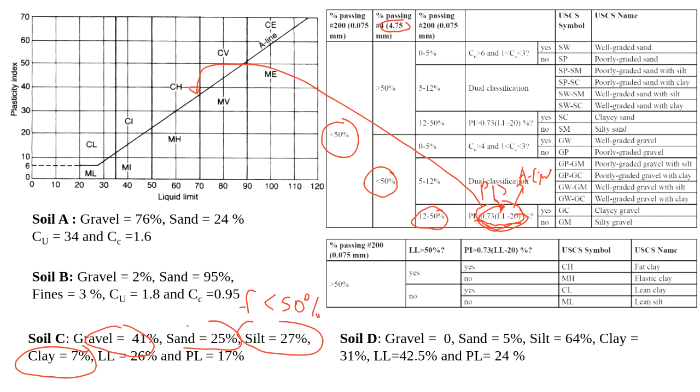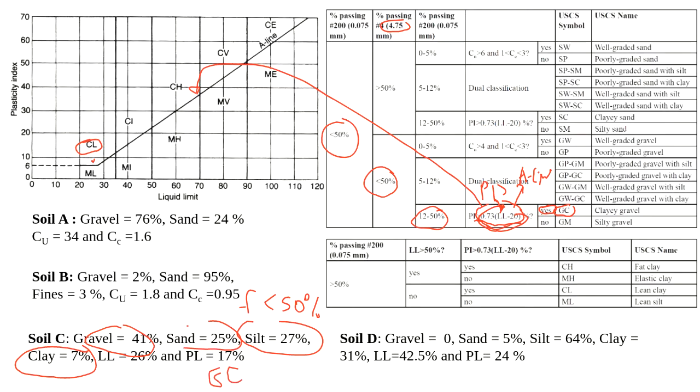We already know that it's going to be above the A line because for this soil C, we know that it's already CL, right? We did this before. So we know that the point is here, it's above the A line. That's why we're going to answer yes. We answer yes, and it gives us a symbol GC. So it's going to be GC for this one.